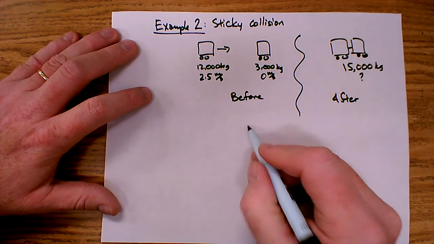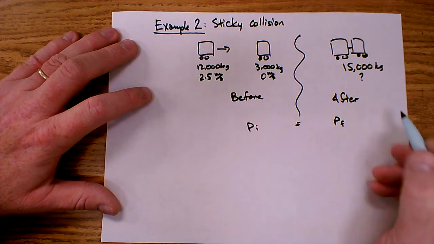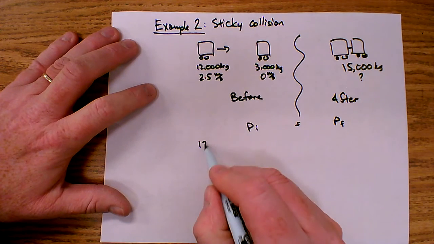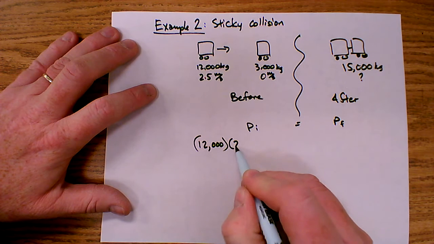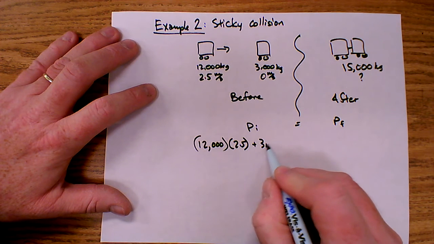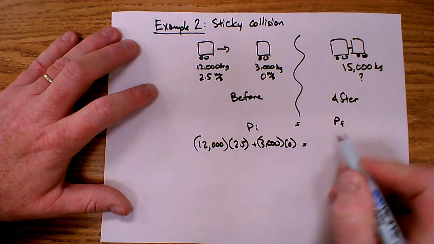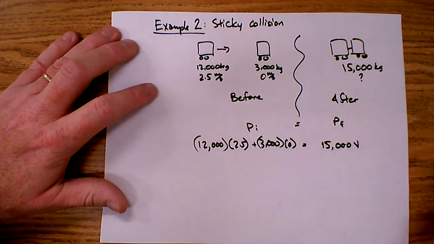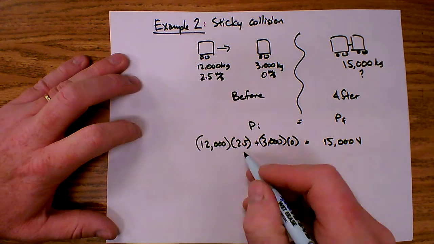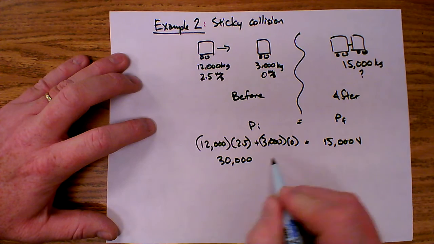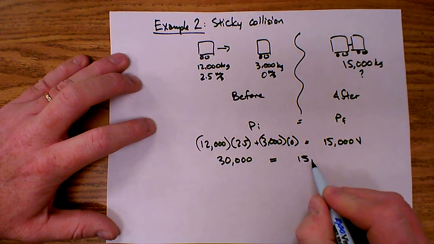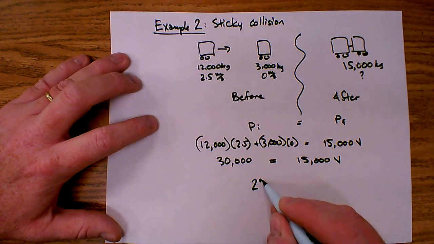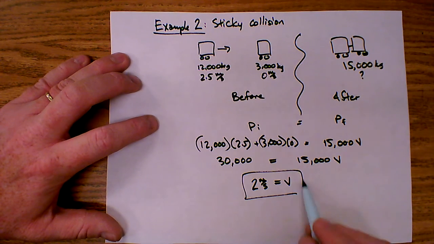So my before diagram, my after diagram, again, P initial equals P final. That means I do MV for everything over here equals MV for everything over here. So here I've got 12,000 times 2.5 meters per second plus 3,000 times 0 equals, over here I've got one object, so I just do 15,000 times V. So 12,000 times 2.5, that's 30,000, plus 0 equals 15,000 times V, and then I can solve this for V by dividing by 15,000, and I get 2 meters per second equals V.